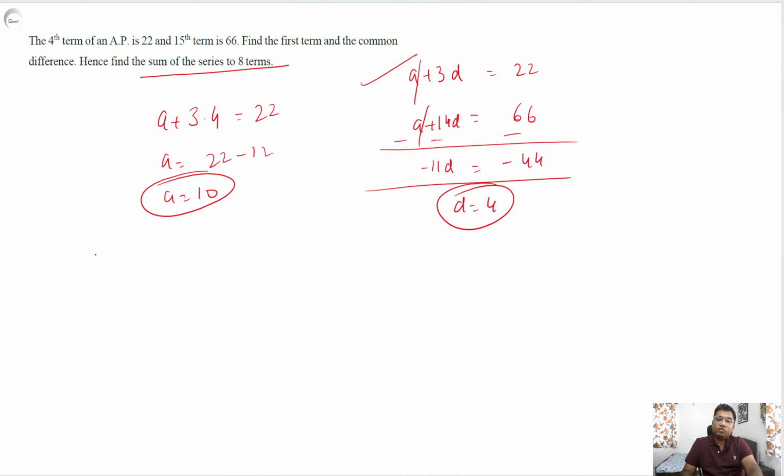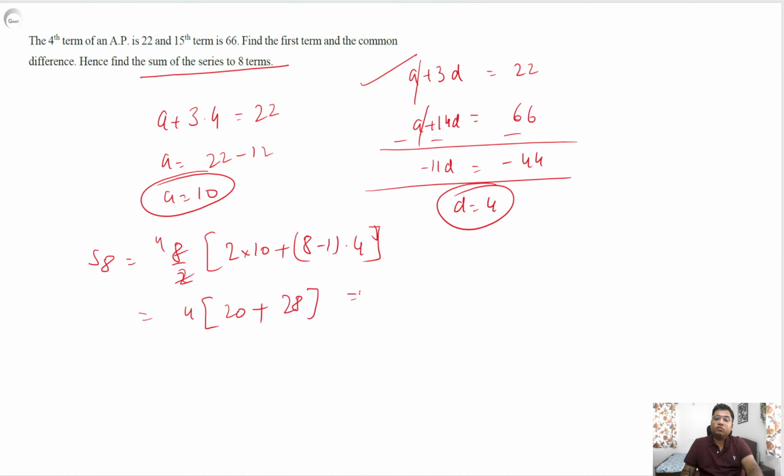Okay, let's see. So the sum of 8 terms is equal to 8 by 2, the formula n by 2, and then 2a, which is 2 into 10, plus n minus 1, so 8 minus 1 into d, which is 4. So 8 by 2 is 4. So we have 4, we have 20, we have 8 minus 1 is 7, 7 fours are 28. So we basically have 4 times 48. So 4 8s are 32, 3, 90, and 192 is your final answer.